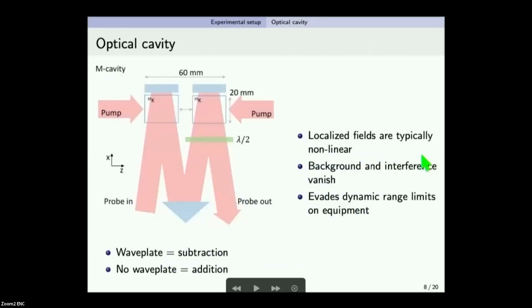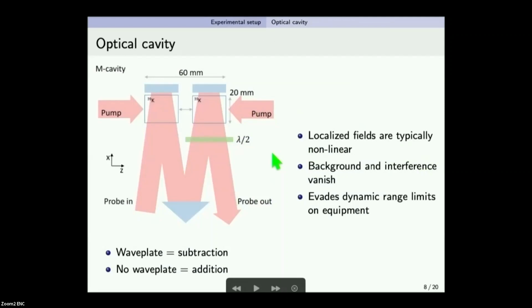So here's a picture of the optical cavity that I have set up. You can see the atoms are being pumped from both sides, and then you have this probe beam that goes in this M pattern. So it passes through the optical vapor in each cell twice, so 4 times total. Without the wave plate, these signals would just add. With the wave plate, the signals subtract. So the same signals subtract and gradient signals add.